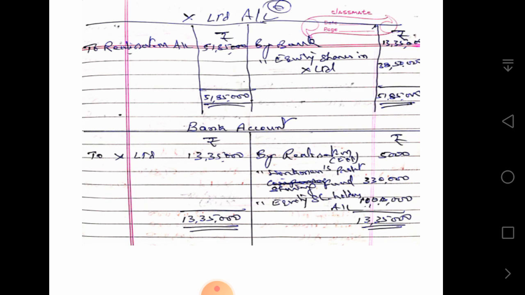Now the bank account. You have a bank balance. Realization expenses 5,000 you are paying, workman's profit sharing fund towards premium you are paying 3,30,000, and equity shareholders are paid 10 lakh rupees at the rate of 4 rupees per share. So totally 13,35,000 is to be paid, that is paid to X Limited. Okay.